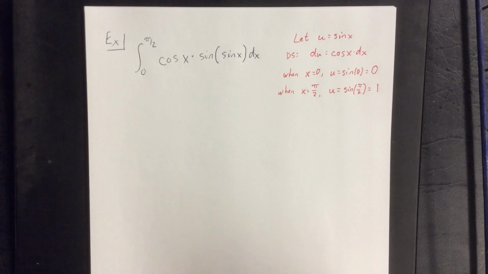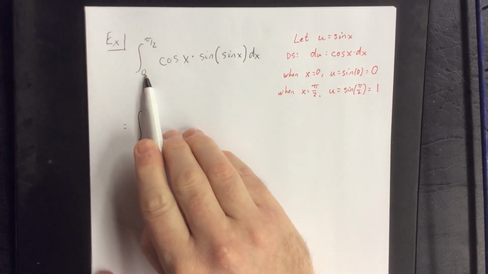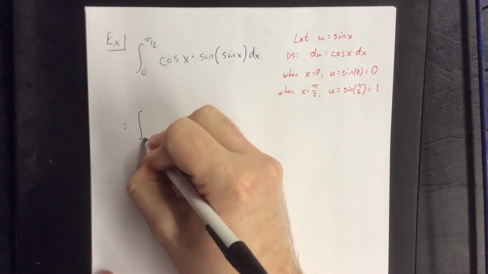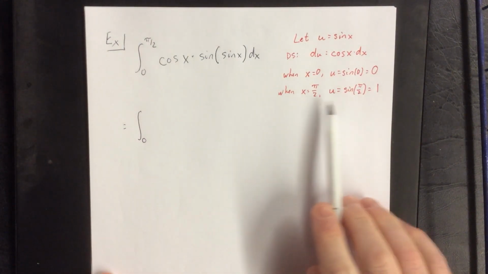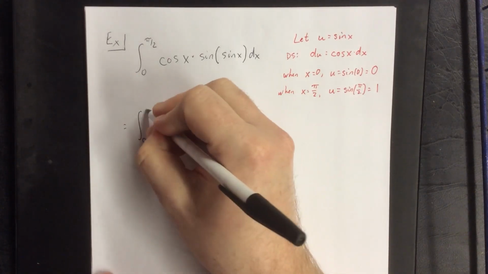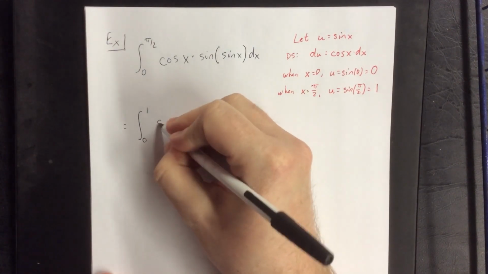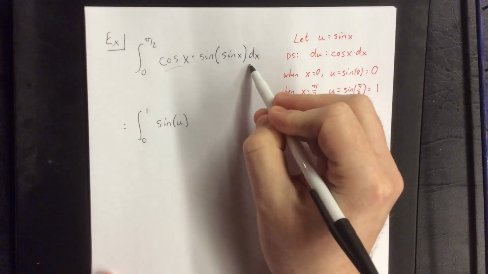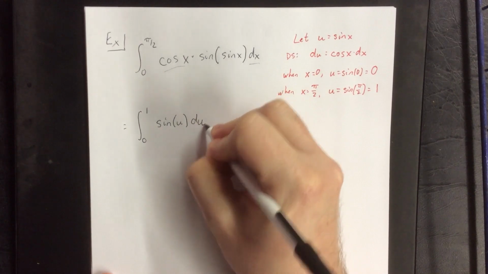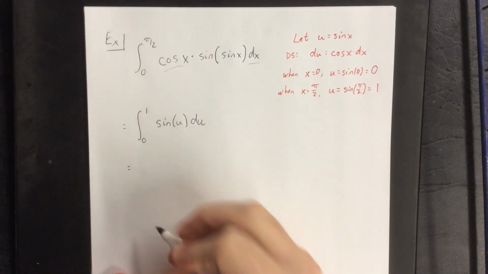So when I perform all of these substitutions, the lower bound of x equals 0 corresponds to u equals 0. That's not that uncommon. And the upper bound of x equals pi over 2 corresponds to u equals 1. The sine of x will become the sine of u, and the cosine of x dx will become du. Everything seems very well organized here.